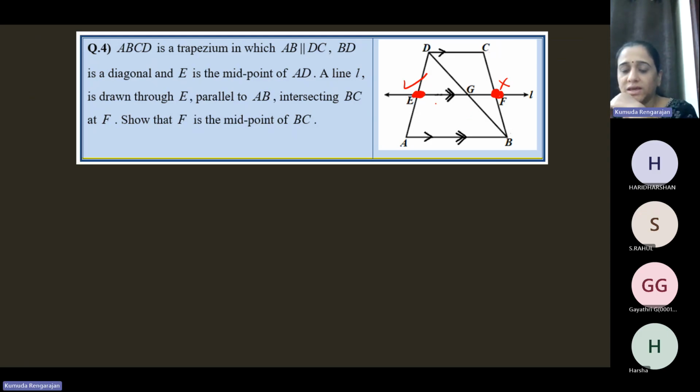So in this triangle ADB, E is the midpoint of AD. EG is parallel to AB, given. Therefore, G is the midpoint of BD. Now, in this triangle, G is the midpoint of BD, and this is parallel to this. Therefore, by converse of midpoint theorem, F is the midpoint of BC.